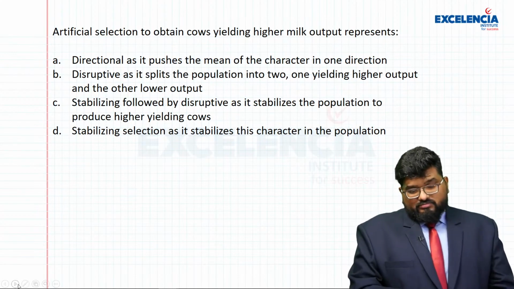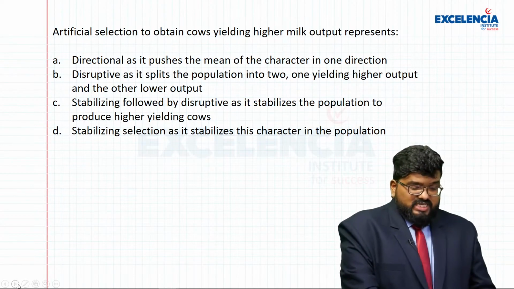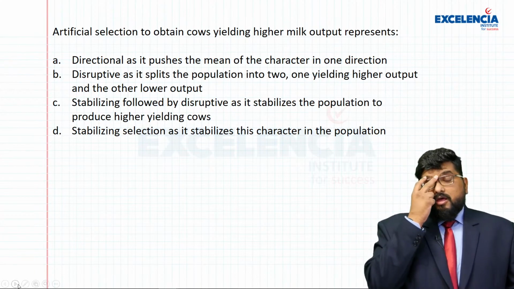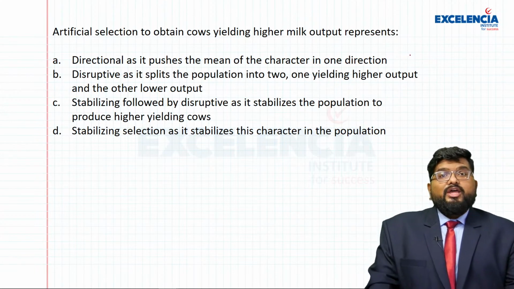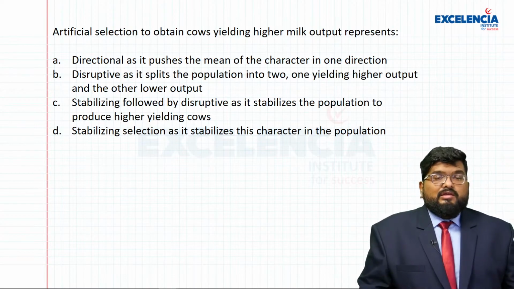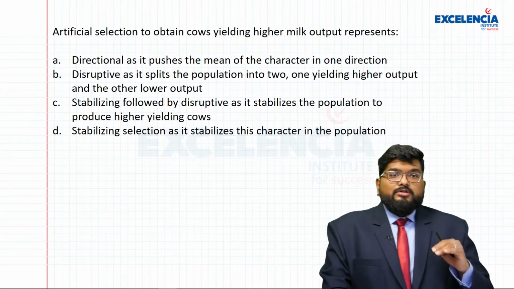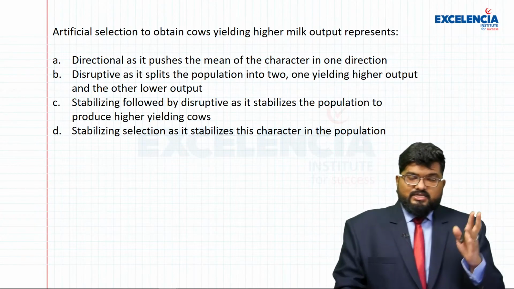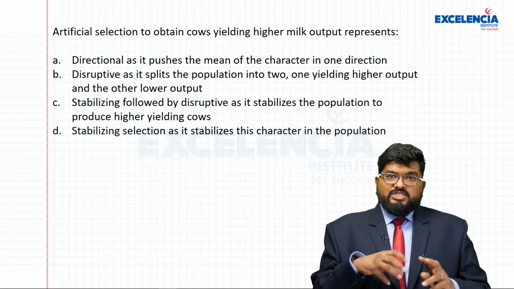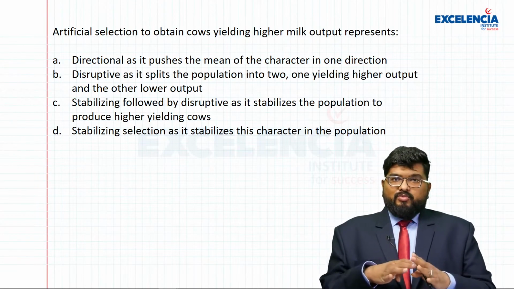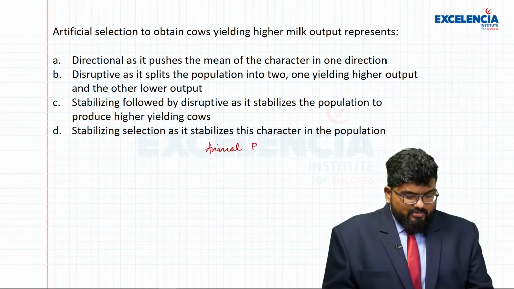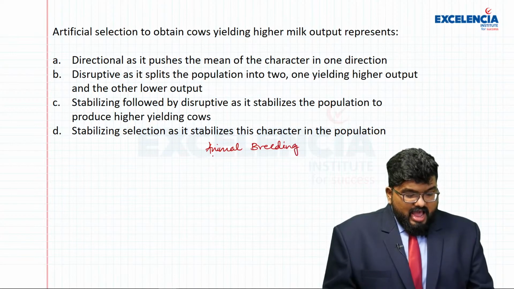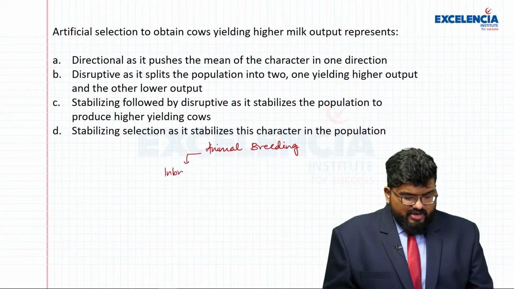Next question. Artificial selection to obtain cows yielding higher milk output represents. Now this question combines 2 chapters from 12th grade, that is strategies for enhancement in food production and evolution. So to understand this, let us understand the concept from strategies for enhancement in food production, and then we'll move ahead with evolution. This process is actually called animal breeding. Animal breeding has 2 types, inbreeding and outbreeding.